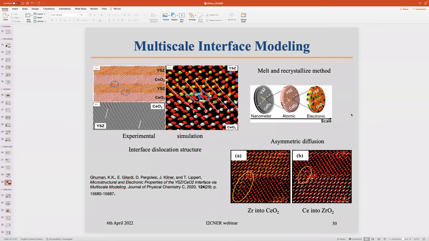So my first question is, what is the driving force? Such a screening effect happens at a very long distance from the interface. My first question is, what is the driving force for such long-distance screening? And the second question is, what happens on the perovskite side?